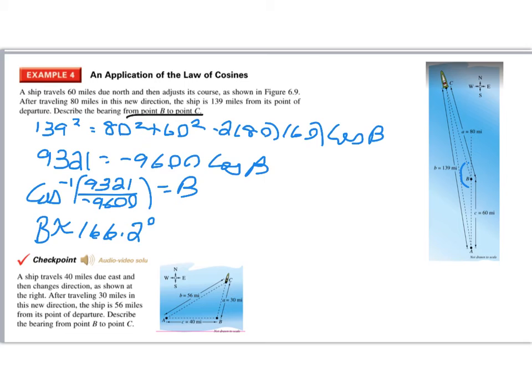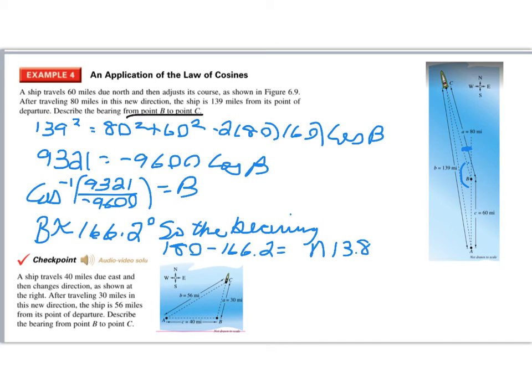Now, if we're doing the bearing, that means we want to know how much this little angle is. So we just subtract it from 180. So the bearing is 180 minus 166.2, which gives us north 13.8 west. All right, go ahead and pause and see if you can do the checkpoint. When you come back, I'll have the answer for you.